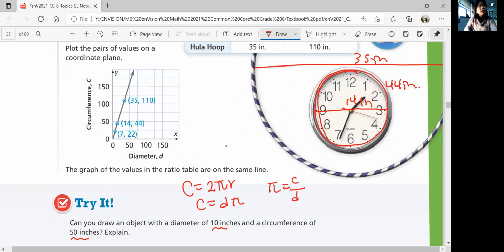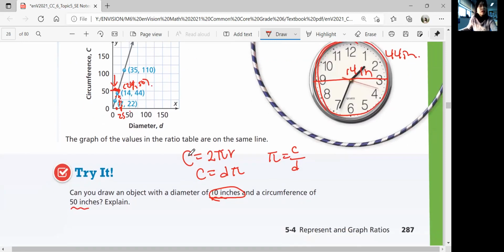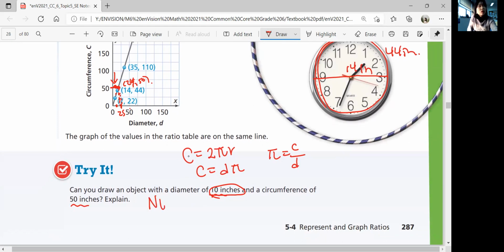Okay, let's look at diameter 10 over here. So if that's 50, that's 25, 10 would be around here. What about circumference of 50? 50 is about here. So 10 should have a circumference of about 25 or 24, you know, close to 20 something, right? But 50 is not even close. Okay, (10, 50) is over here, and it is not on the line. So you can say the ratio is not equivalent using the graph. Okay, so no, (10, 50) is not on the line.